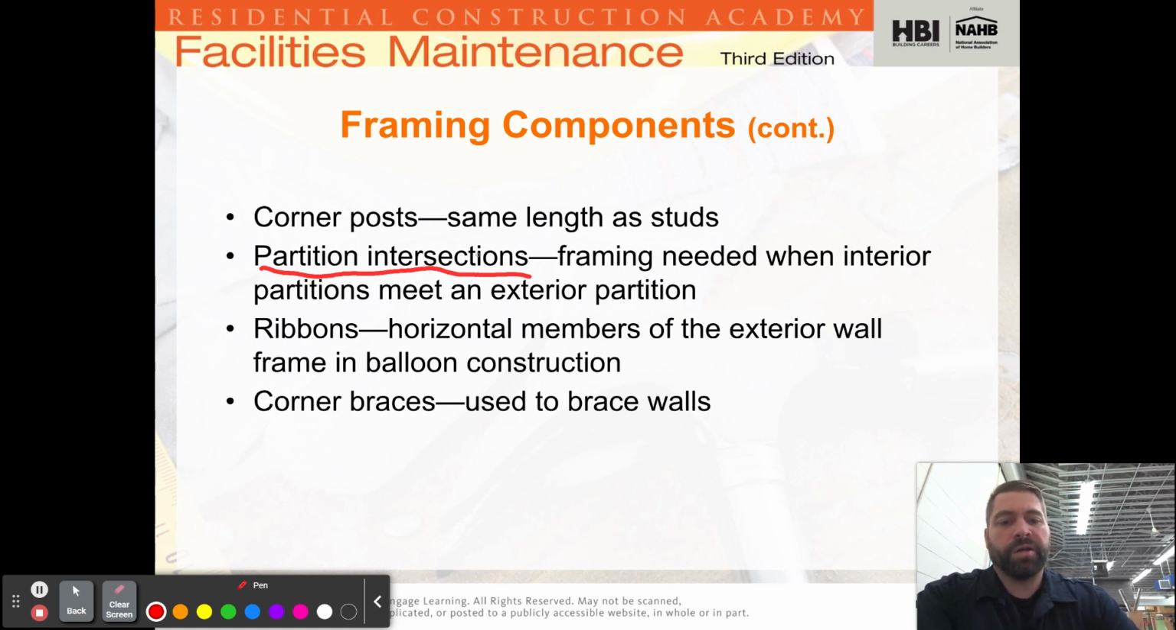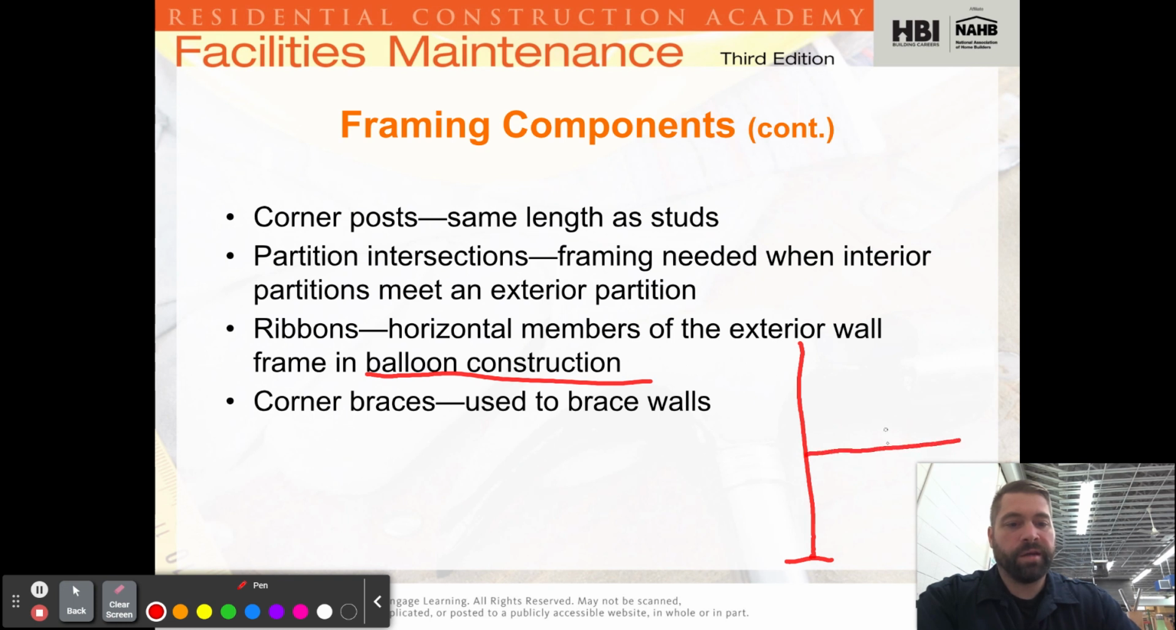Ribbons are horizontal members of the exterior wall in balloon construction. Balloon construction is important to know, but it's something that we will not be doing. In balloon construction, you have a stud that goes, let's say you have a two-story house, from your first floor up to your second floor, and here would be your ribbon, and that's how you attach your joists, compared to platform framing where we do a wall, then a platform, and then a wall on top of it.